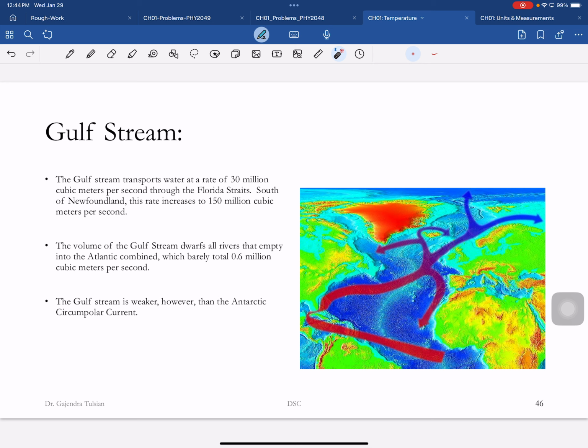The volume of the Gulf Stream dwarfs all the rivers that empty into the Atlantic combined. What are the two big rivers in the world? The Amazon and the Amazon. They only empty 0.6 million cubic meters. This is 250 times that.